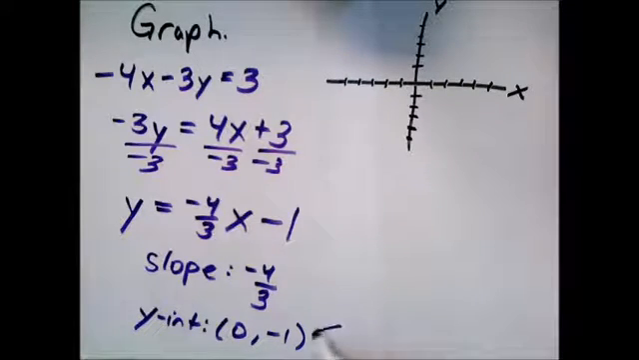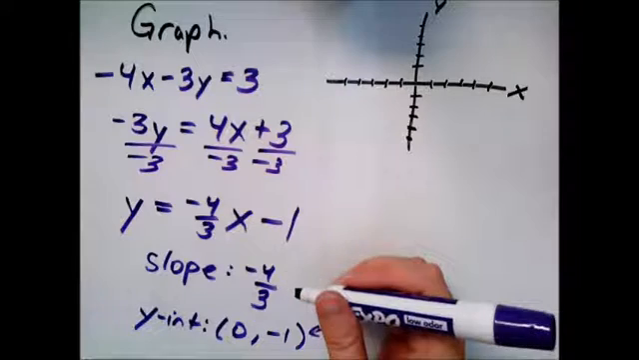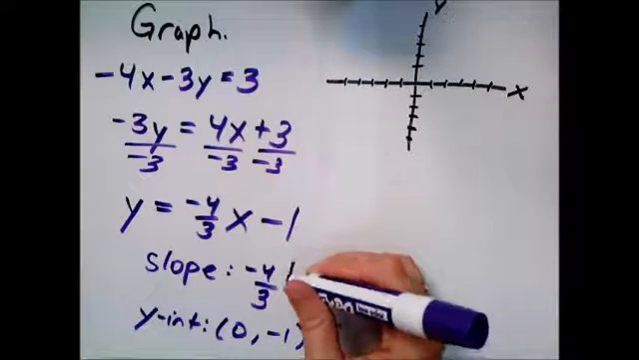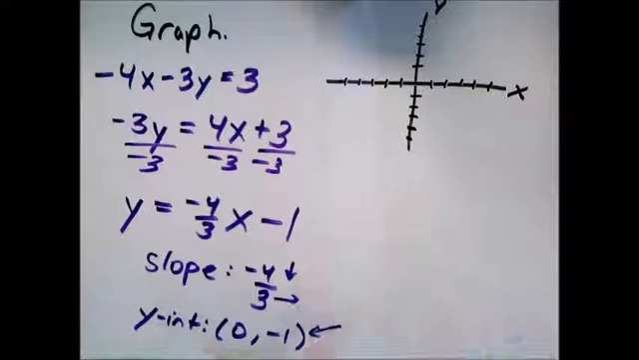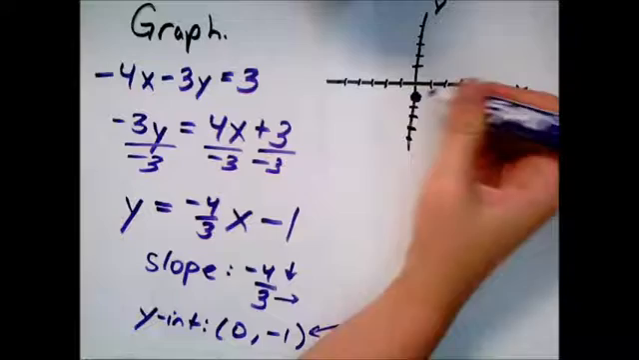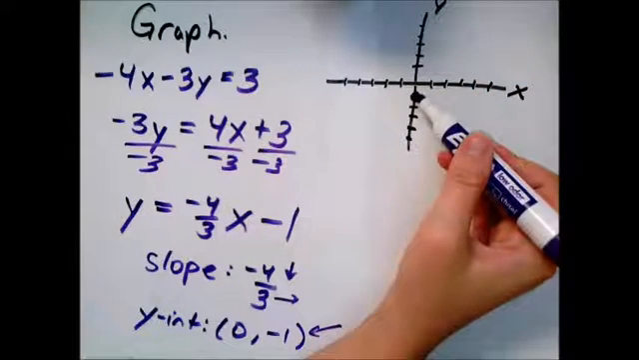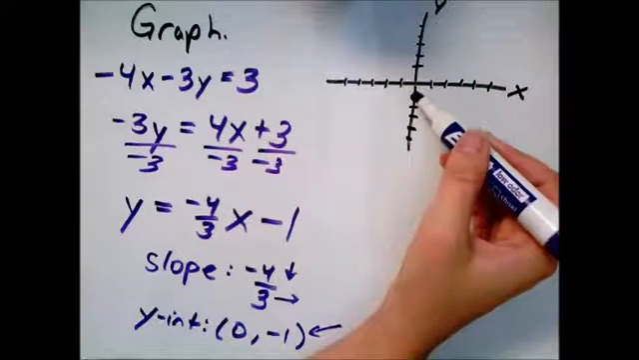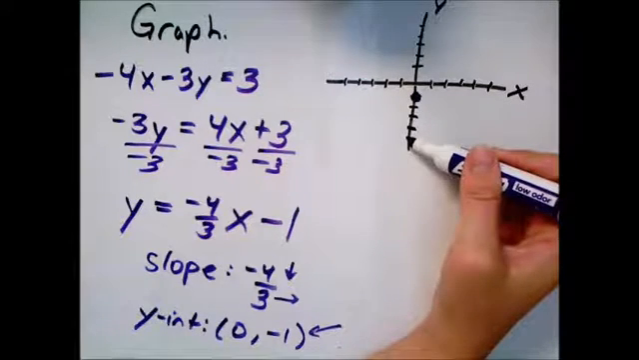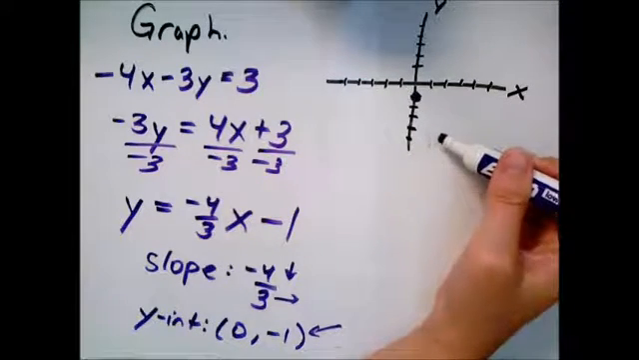Why is that useful? Because if I have this point, then slope is like directions to another point. Since it's rise over run, this is telling me I go down 4 and over 3 will get me to another point on the line. So the y-intercept is -1. So right here it's 0, -1. And then to get to another point, I should go down 4 and over 3. So 1, 2, 3, 4, so I'm at -5, and over 1, 2, 3.